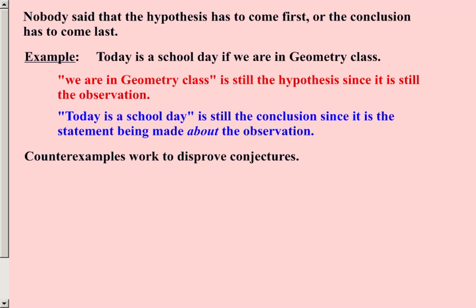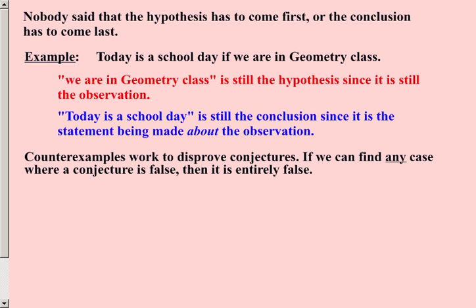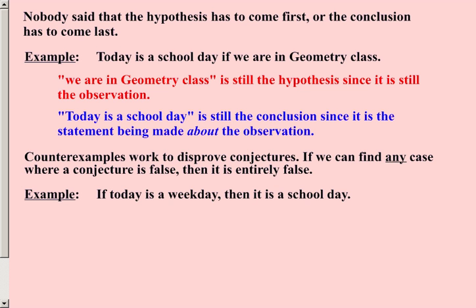Okay. As we said, counterexamples work to disprove conjectures. So if one does exist, then that would mean that our conjecture is false. So let's say if we can find any case where a conjecture is false, then it is entirely false. For example, here's a statement: if today is a weekday, then it is a school day. Well, if we can find any situation that goes against this, then we would be forced to abandon this entirely.